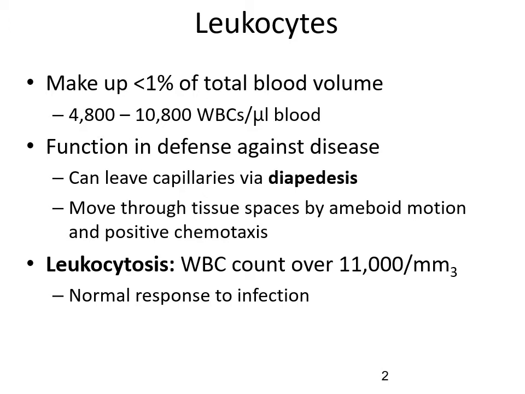These make up less than 1% of the total blood volume, and their range is about 5,000 to 10,000 white blood cells per microliter of blood. Their function is in defense against disease. They can leave the capillaries by a process known as diapedesis, and they move through tissue spaces by amoeboid motion and positive chemotaxis. So they move to areas where there is an injury or some type of a break in the skin or some type of inflammatory response, and they will attack any invaders that try to get in from the outside.